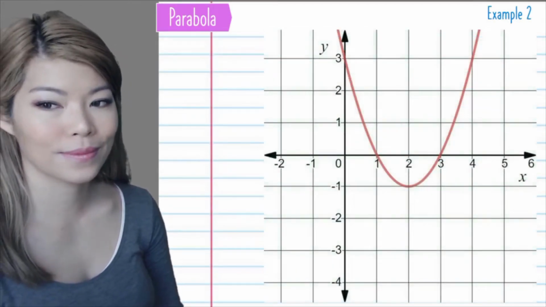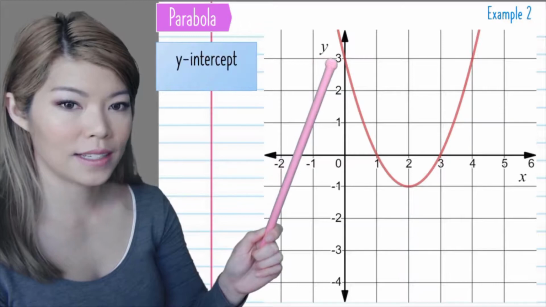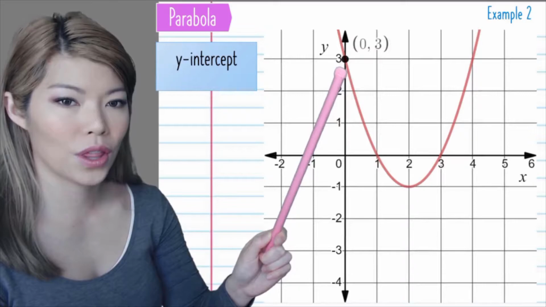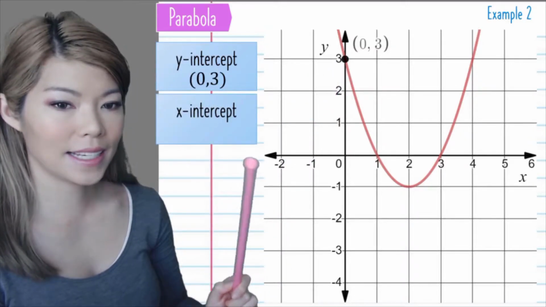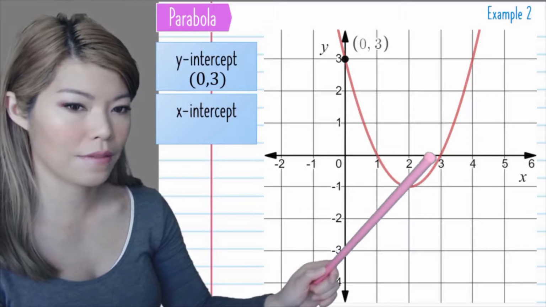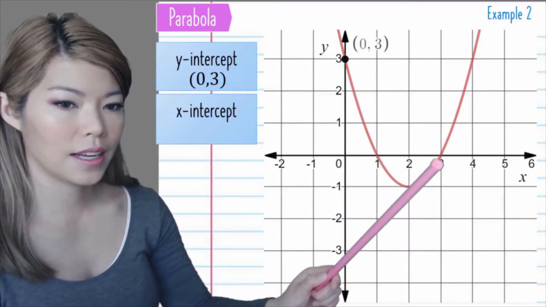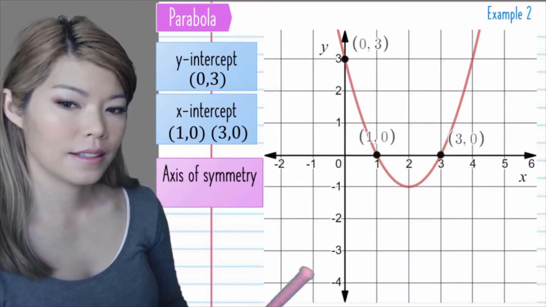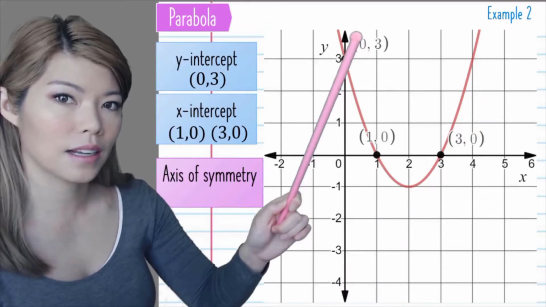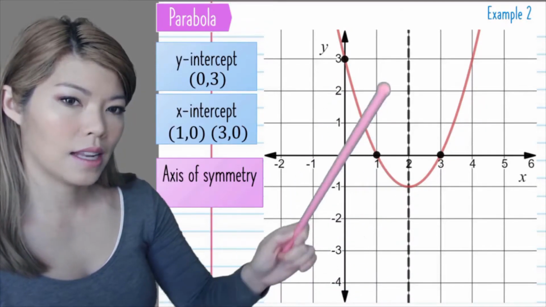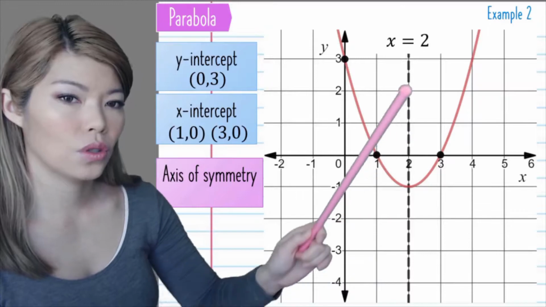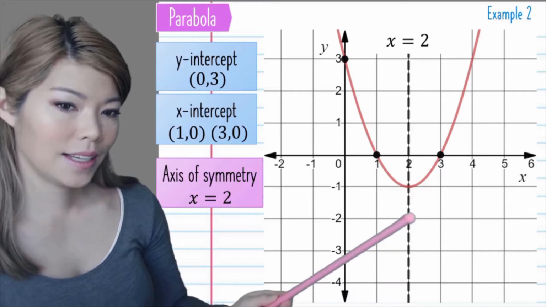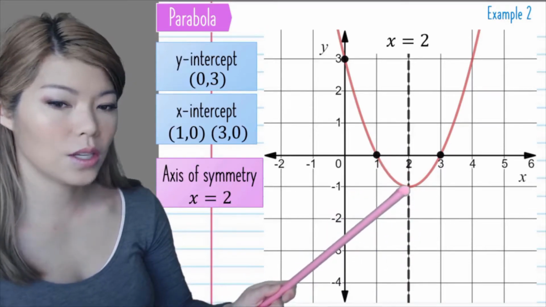Example 2. So for this graph, the y-intercept is right here, so where it cuts the y-axis, which is 0, 3. The x-intercepts are the parts of the graph that cut the x-axis, which are here and here, so 1, 0 and 3, 0. The axis of symmetry is where the graph is cut right in half. So that line there is where x is equal to 2. So it's an equation. Be very careful with that. x is equal to 2. The turning point of this graph can be read down there as 2, negative 1.